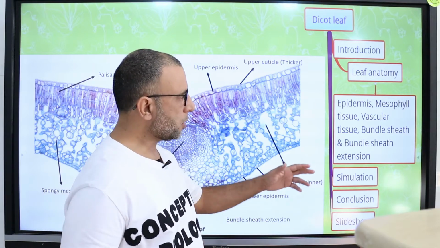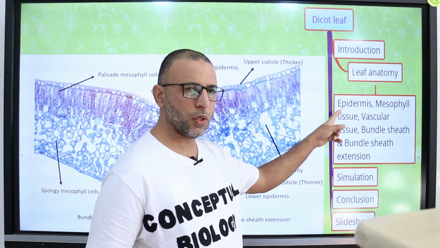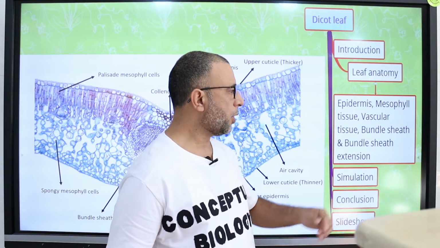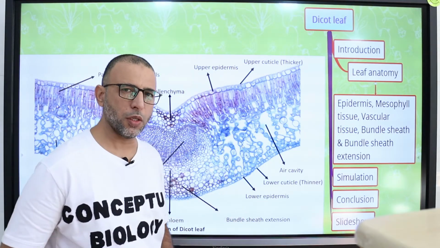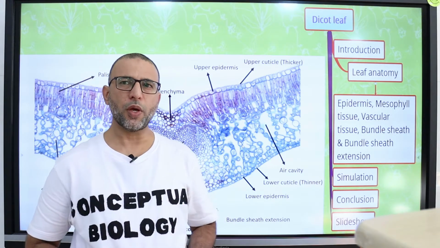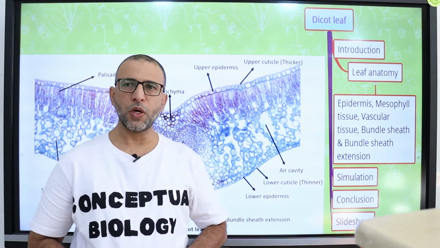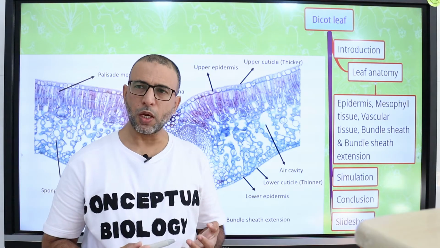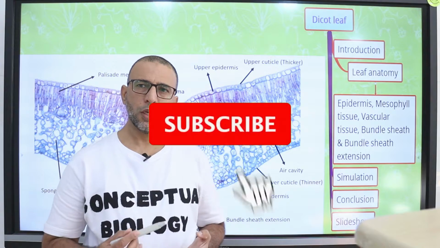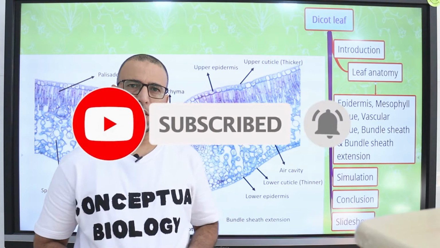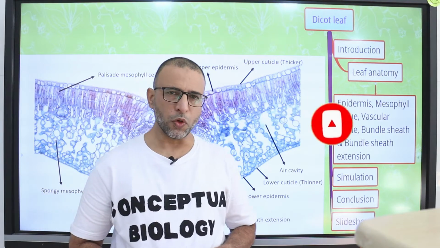The main points of the lesson are leaf anatomy, including the epidermis, mesophyll tissues, vascular tissues, bundle sheath and bundle sheath extensions. Leaves are small solar powered food factories. Through a process called photosynthesis, they make their own food. Plants use carbon dioxide, water and sun energy to produce glucose and oxygen. Leaves form the basis of the global food chain.